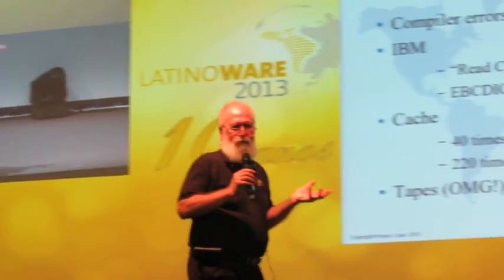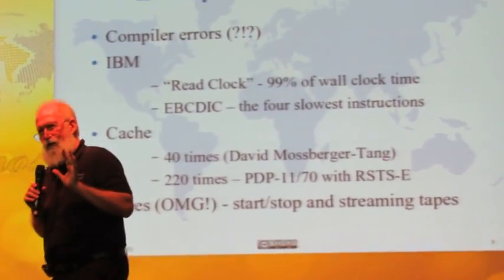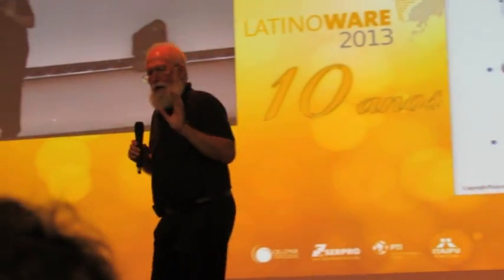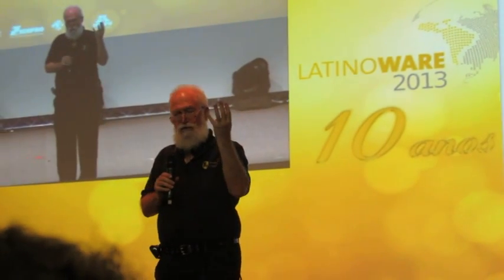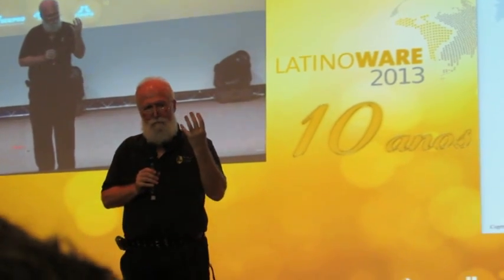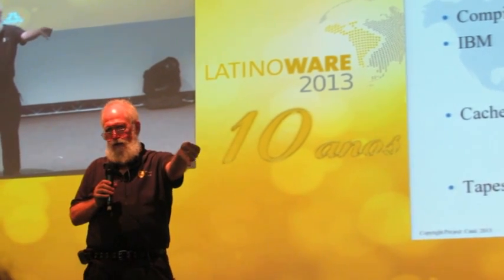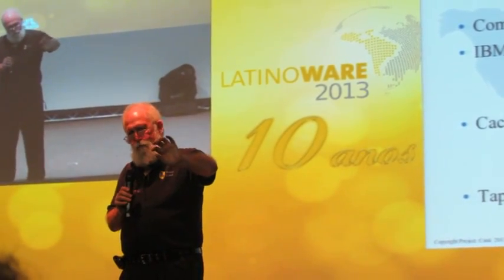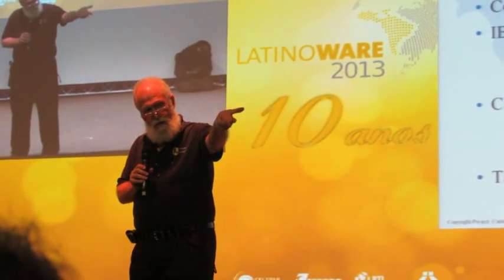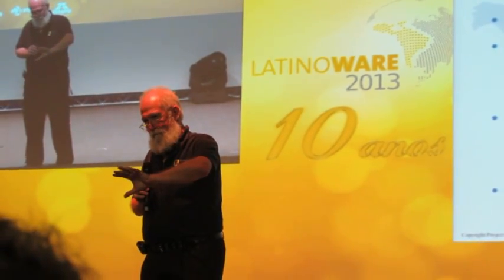IBM also had this very nice code set called EBCDIC. It's something like ASCII, except it's kind of like ASCII done wrong. And EBCDIC had these 4 instructions in assembler language, which were the 4 slowest instructions on the IBM mainframe. One was to take EBCDIC and convert it into packed decimal. Another one, packed decimal into binary. And then the 2 opposite instructions, take binary, convert it to packed decimal, and packed decimal to EBCDIC.